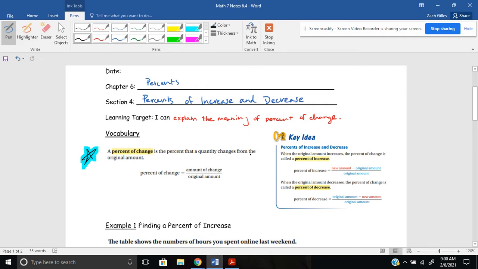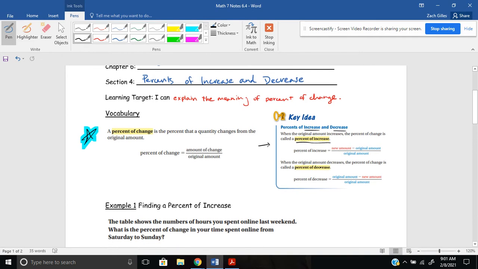Now, we can get a little bit more specific and look at whether that is a percent of increase or a percent of decrease. It says when the original amount increases, the percent of change is a percent of increase. That's fairly intuitive. Likewise, when the amount decreases, your percent of change is called a percent of decrease. Notice the subtle difference between the percent of increase and the percent of decrease.